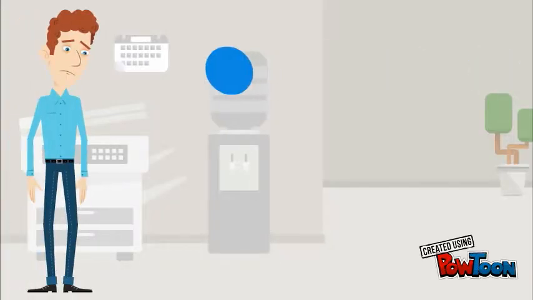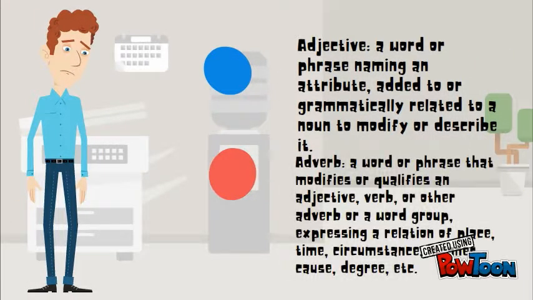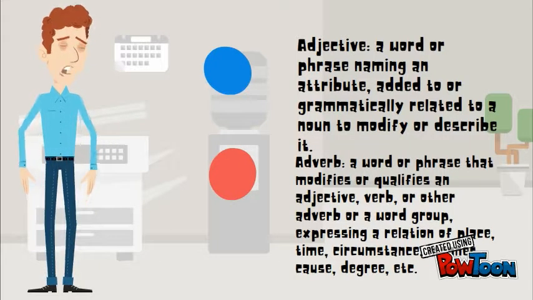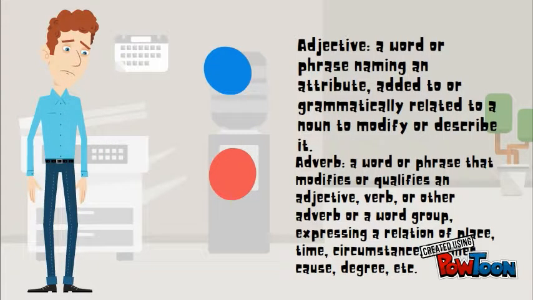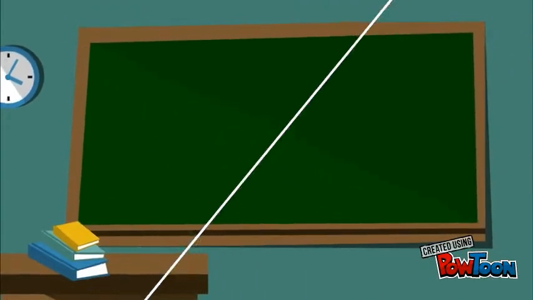An adjective is a word or phrase naming an attribute added to or grammatically related to a noun to modify it. An adverb is a word or phrase that modifies or qualifies an adjective, verb, or other adverb, or a word group, expressing a relation of place, time, circumstance, manner, cause, degree.